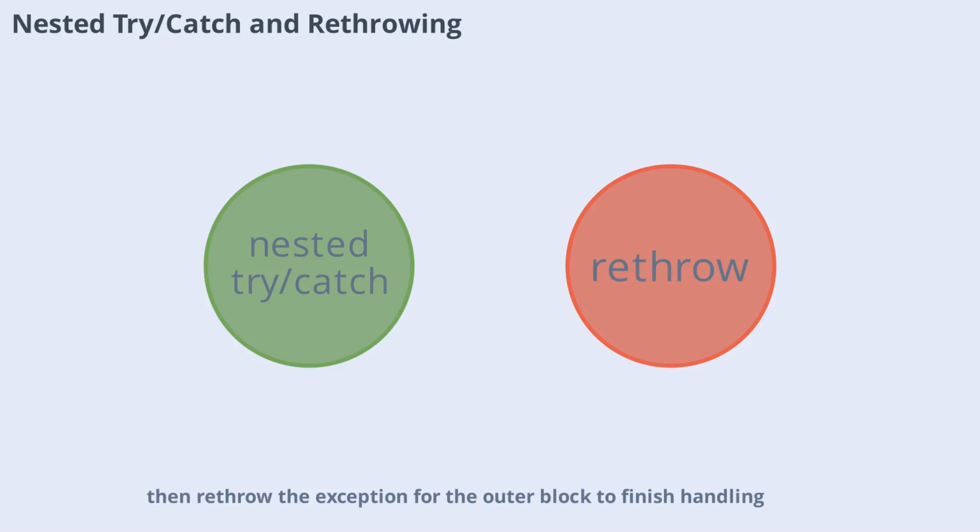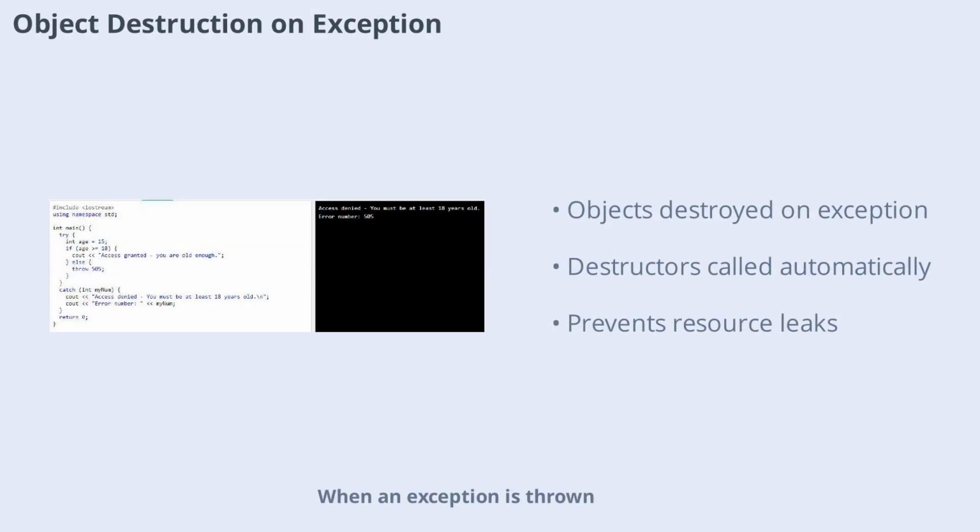to finish handling. When an exception is thrown, all objects created inside the enclosing try block are destroyed before control is transferred to the catch block. This ensures proper cleanup and prevents resource leaks. For example, if you create an object inside a try block and then throw an exception, the object's destructor will be called automatically. Here's a practical example.